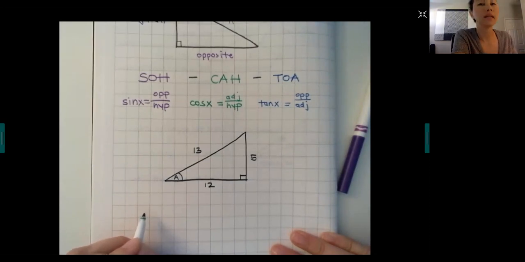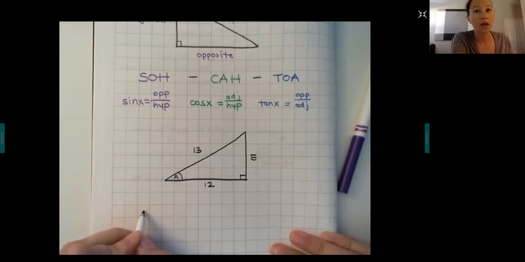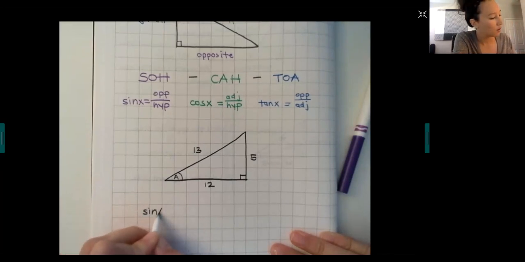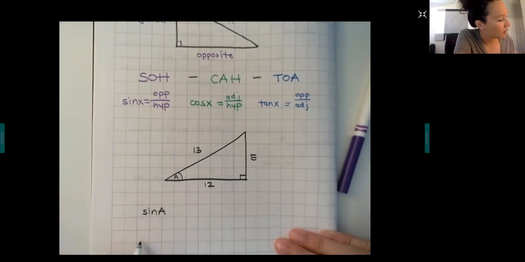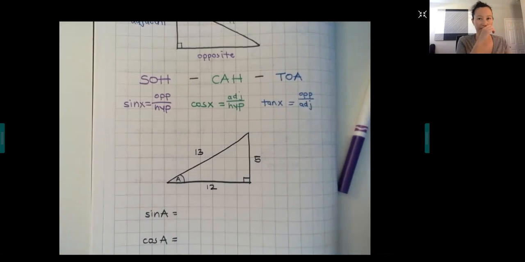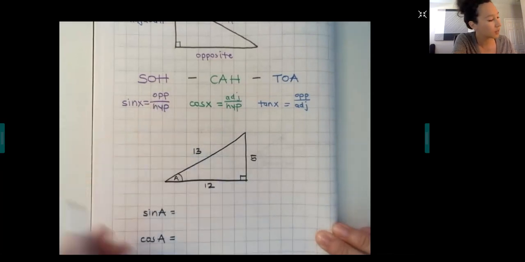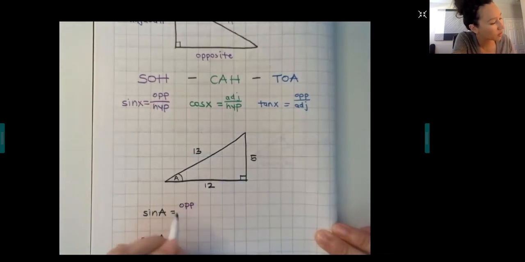Let's see, I need 6 lines. 1, 2, 3, 4, 5, 6. Okay. The sine of A, the cosine of A, and the tangent of A. So to find the sine of A, we're going to need to divide the opposite side by the hypotenuse.